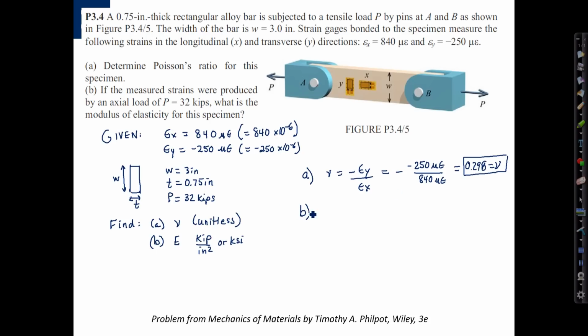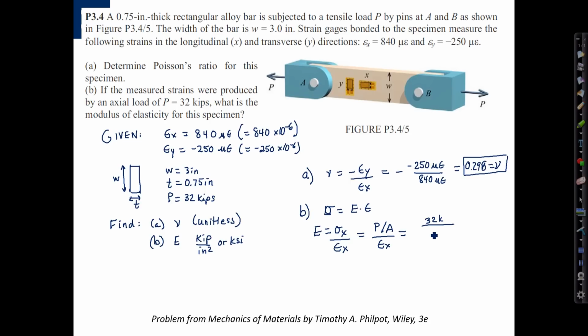Part B, applying Hooke's law, which says that sigma equals E times epsilon. We're applying it in the x direction. We can solve for E equal to sigma x over epsilon x, where sigma x, the definition of stress, can be calculated as P divided by the cross-sectional area. P was given as 32 kips.